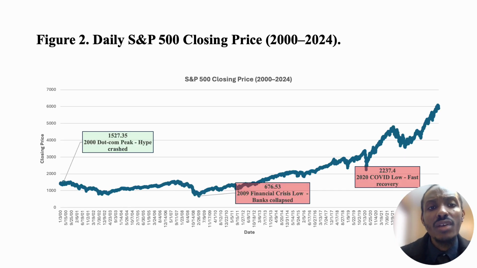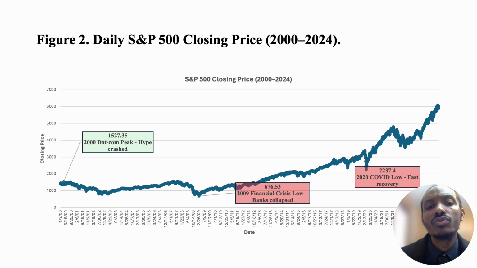Now, let's look at the daily closing prices over the years. This chart gives us a much more detailed view of how the market behaves, especially during times of crisis. Right here in 2000, we hit a peak of around 1,527 points during the dot-com boom. But that was followed by a big crash once the hype faded.